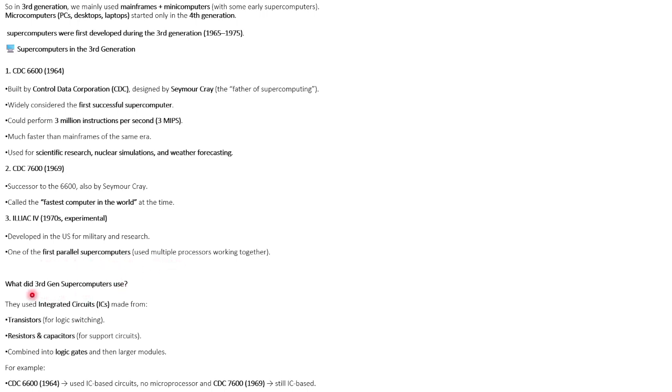What did third generation supercomputers use? They used integrated circuits made from transistors for logic switching, resistors and capacitors for support circuits, combined into logic gates and then larger modules. For example, CDC 6600 in 1964 used an integrated circuit based design, no microprocessor, and CDC 7600 in 1969 is still IC based. So these are the types of computer and examples of early stage supercomputers that we use in third generation era.